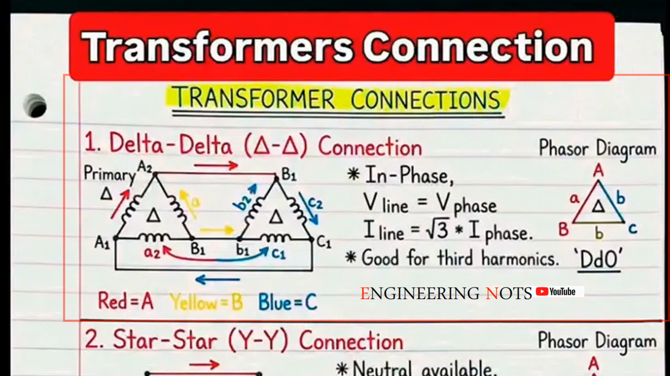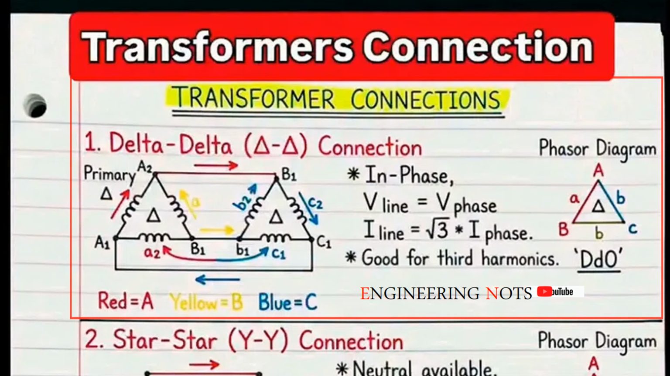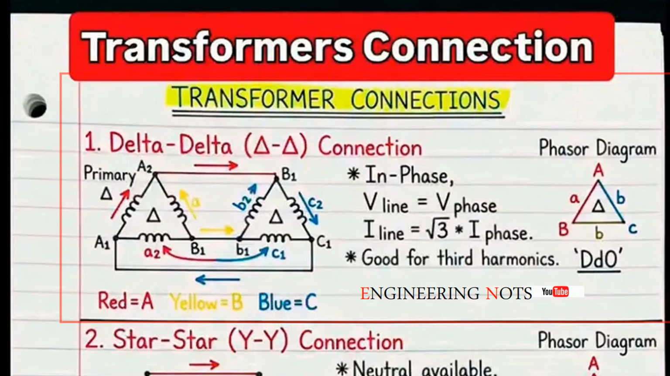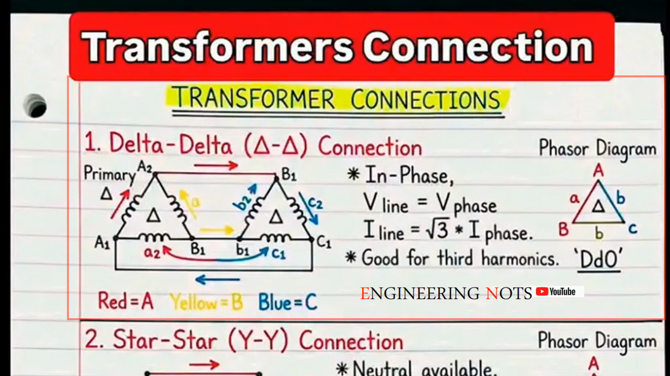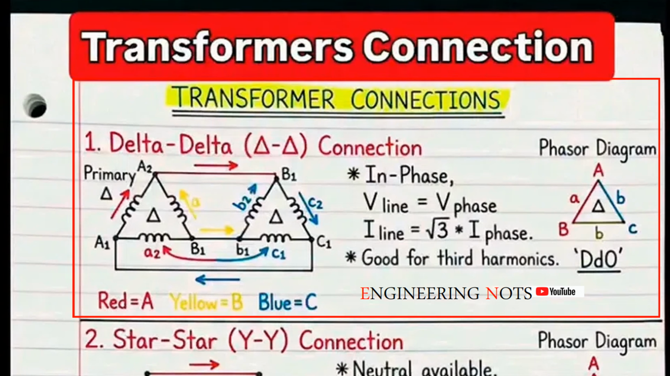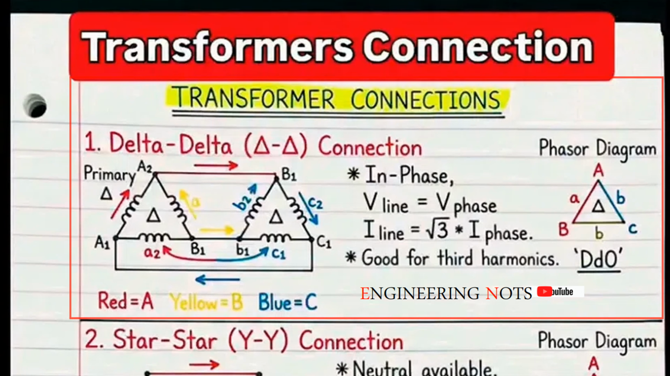You'll find delta-delta transformers in industrial applications where all three phases are balanced. Like motor loads. But there's a downside. There's no neutral point available. So you can't get a single phase supply from it.